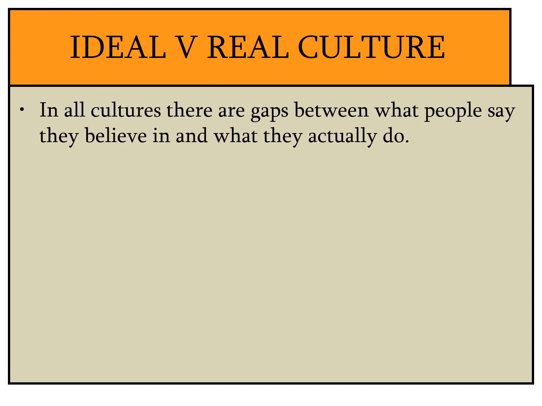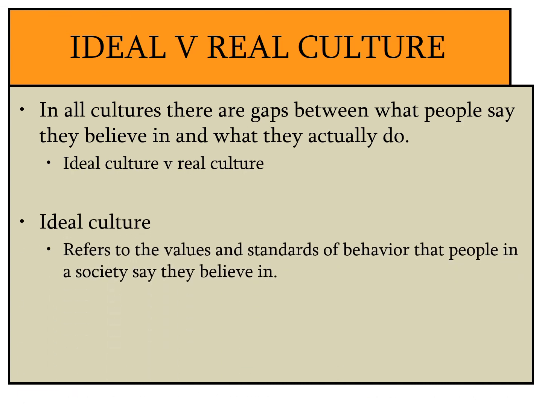All right, now let's get into the difference here between ideal versus real culture. And again, these are another examples of your chapter objectives. Now, we know that in every culture, there are always gaps between what people say they believe in, or what the culture itself says they value, versus what actually happens in that particular culture or society. This gap between the culture's belief and what actually happens would be an example of the gap between ideal versus real culture.